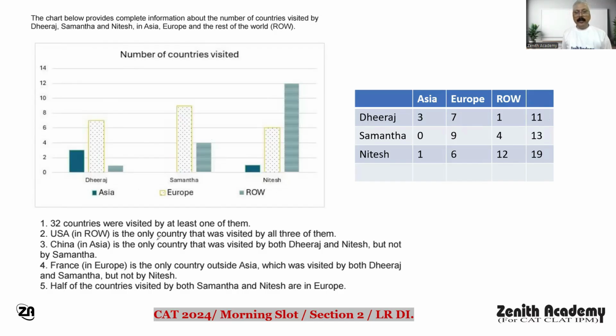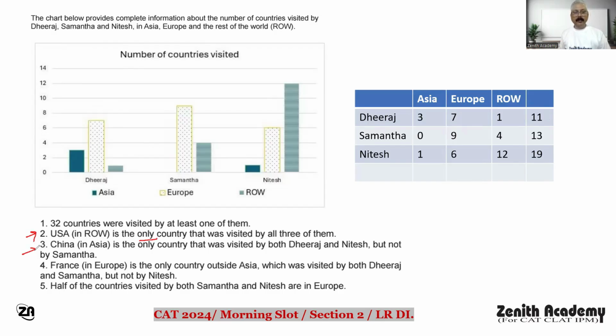USA is the only country in the rest of the world that was visited by all three of them. And China in Asia is the only country that was visited by both Dheeraj and Nitesh, but not by Samantha. Like here, point number two means there is only one place in the rest of the world, USA, where all three went together, and nowhere else are all three together.